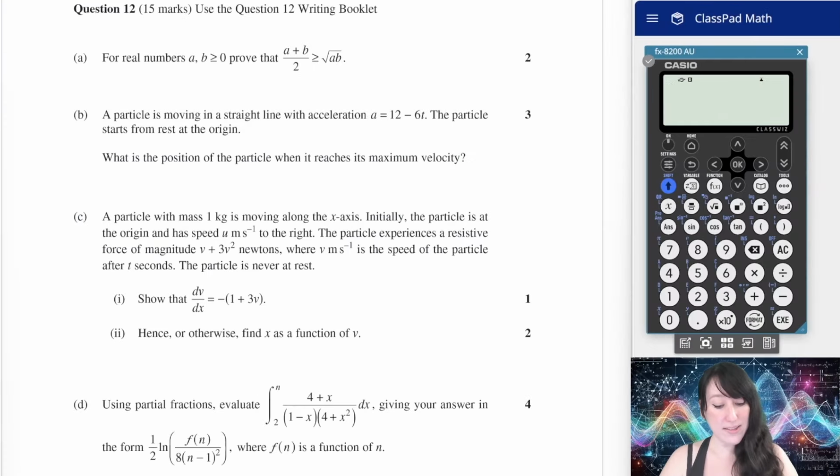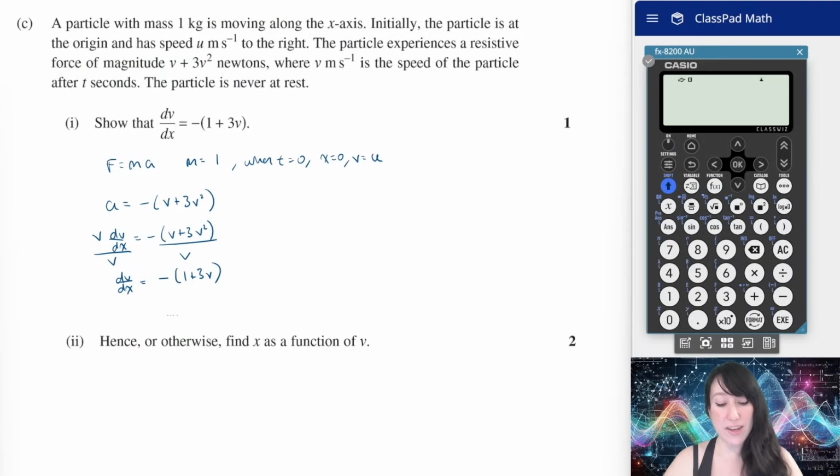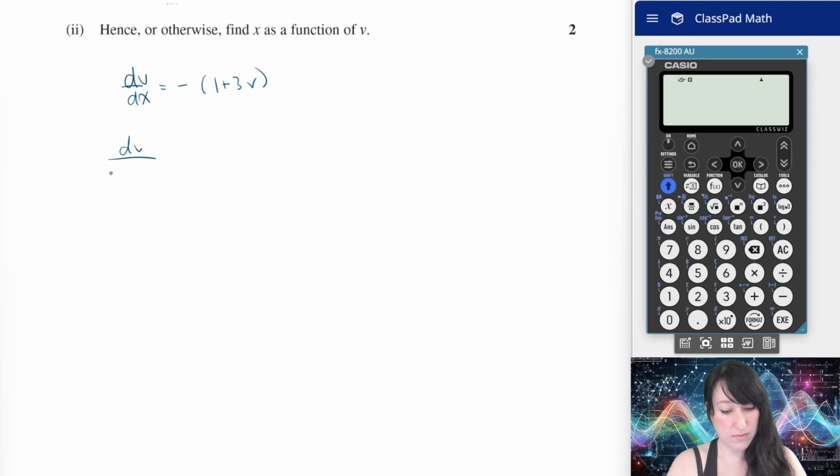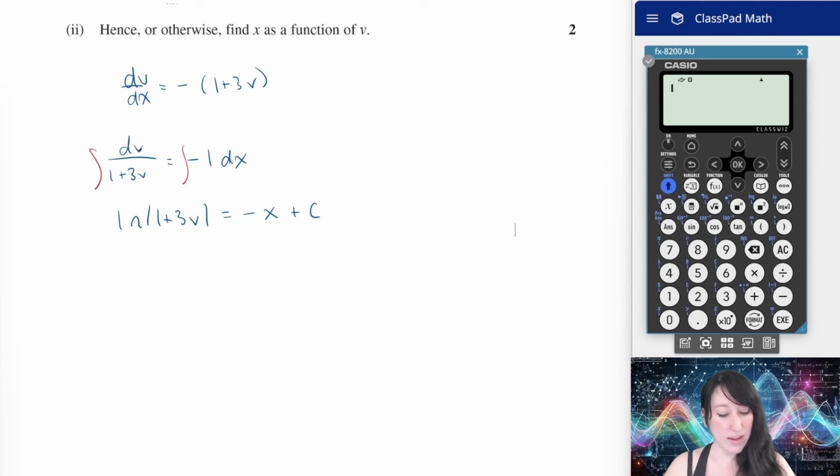Now part 2, hence or otherwise find x as a function of v. To find x as a function of v, we're going to take that expression we have from part 1, and we'll treat it as a differential equation. We can separate the variables and integrate both sides. Now, since v is greater than 0, we don't need these absolute values. So we can write ln of 1 plus 3v equals negative x plus c.